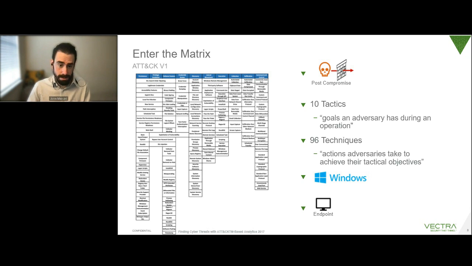In the first framework they put out, there were 96 different techniques that came into play. Of those 96, they were all relevant to Windows. The first scope of the first ATT&CK matrix was Windows, and it was all endpoints. So no cloud. Cloud wasn't really in vogue at that time or really around as a thing. No talking about Macs, no talking about Linux.